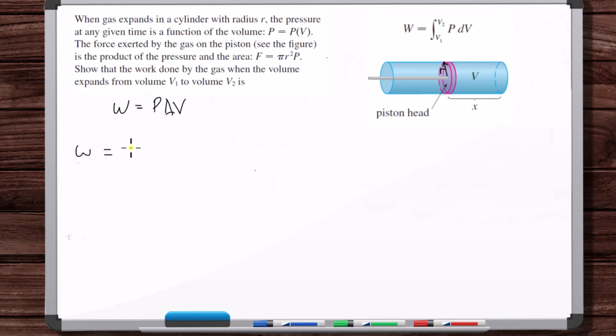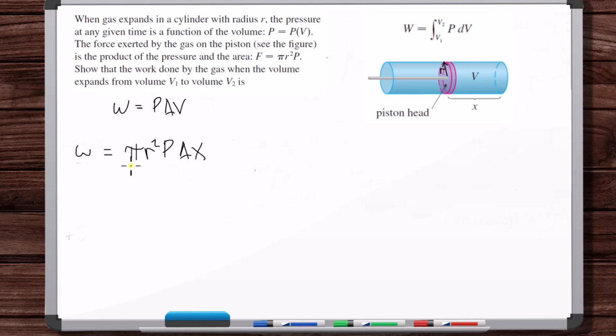So we want to get F. Pi r squared P, that's the force. And then times the distance. What's the distance? When you go from V to delta V, what happens? The distance is delta X. You're going from X to X plus delta X. Right, and we're assuming we're just doing positive work here. You could have negative work if the piston pushes in, but we're just thinking about an increase in volume.